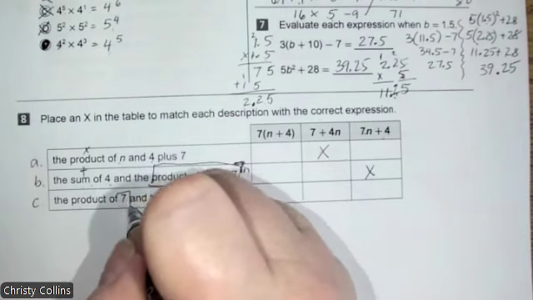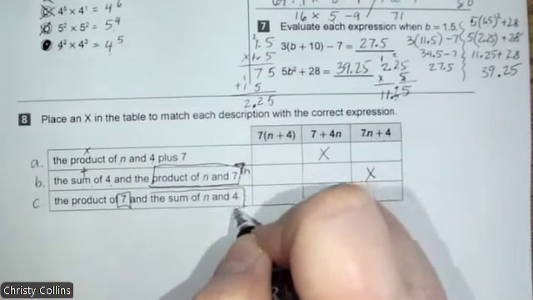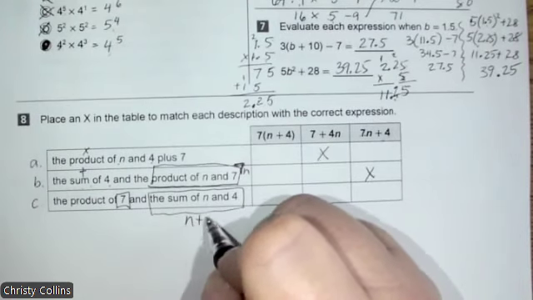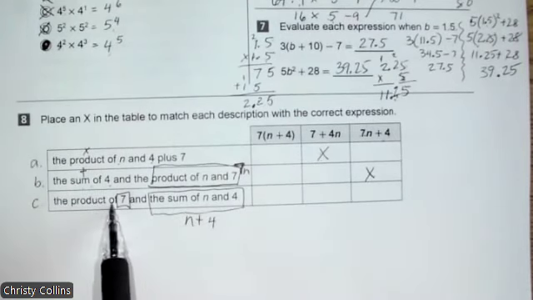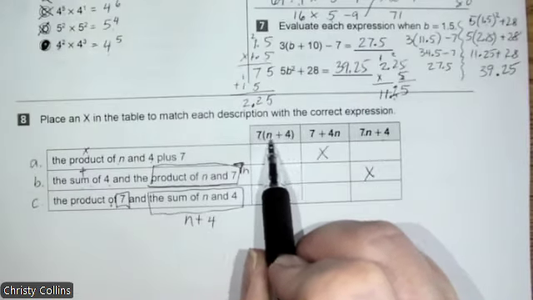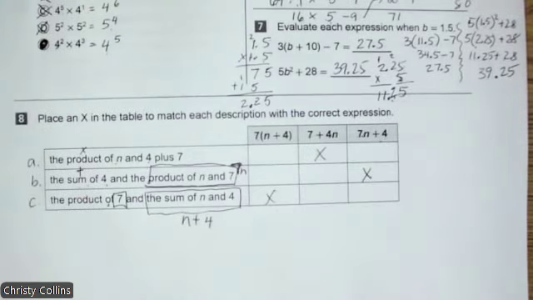And then letter C, the product of 7 and the sum of n and 4. The product of what and what? The product of 7 and the sum of n and 4. So the sum of n and 4 would be written as n plus 4. And then multiplying that by 7 would be 7 times the sum. So there's your sum, this one.